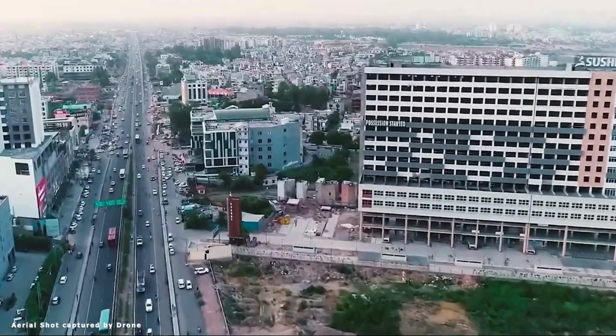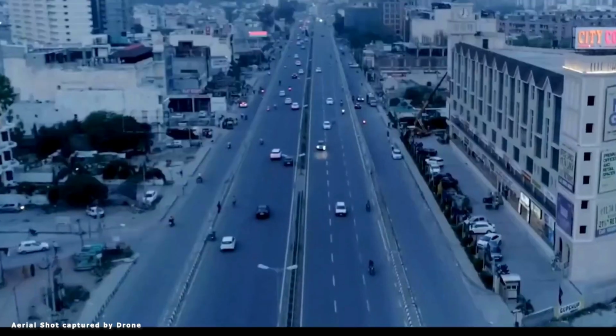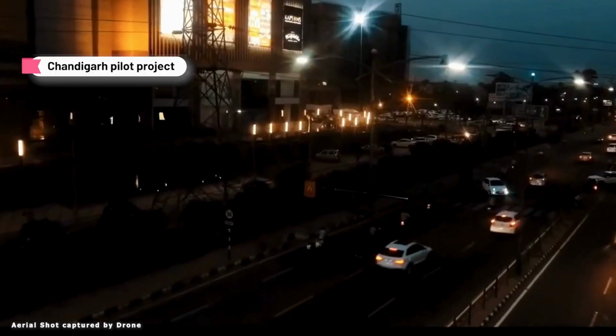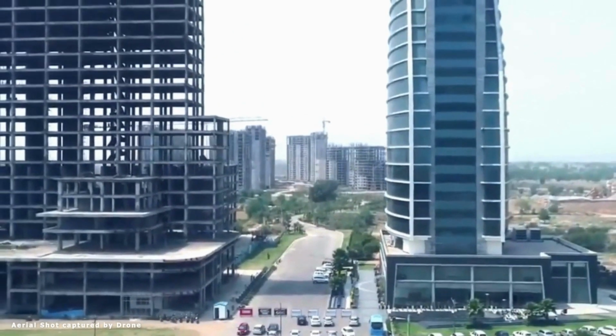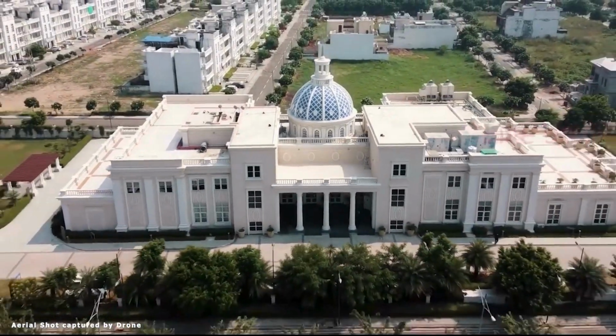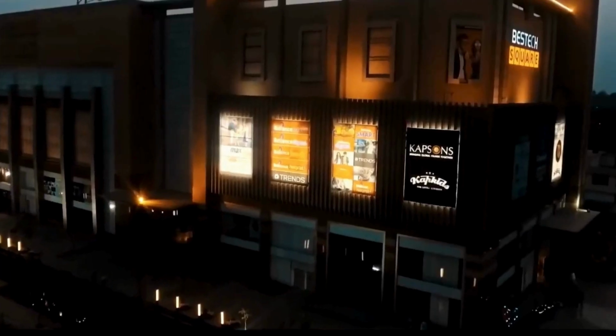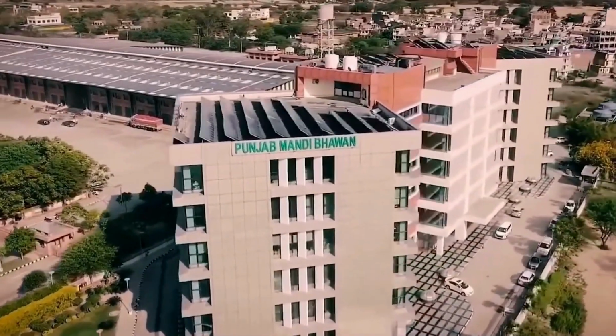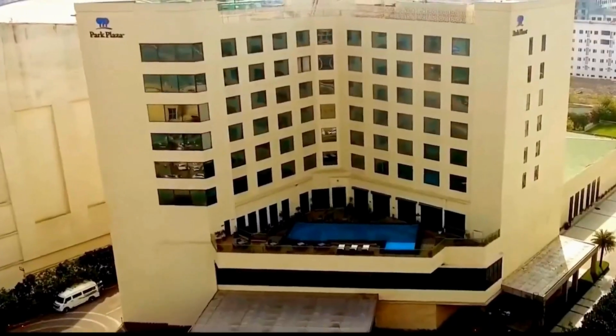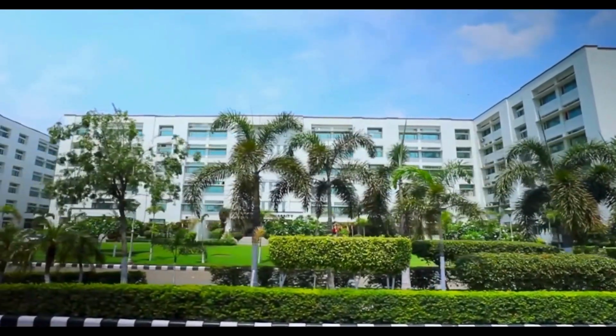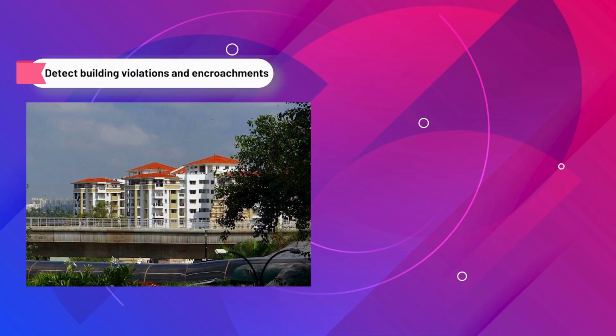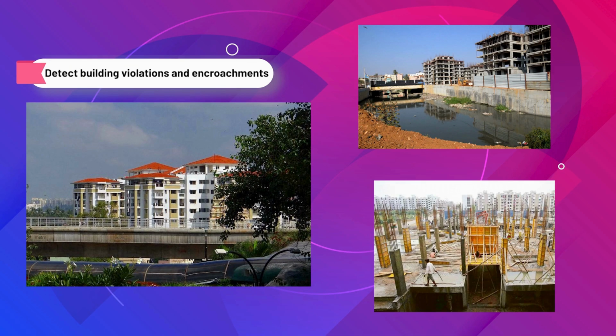The Chandigarh administration has deployed drones as a part of a pilot project to get an aerial view of all properties in Chandigarh. The main aim was to map each and every dimension of all properties in and around Chandigarh, which would enable administrators to detect building violations and encroachments.